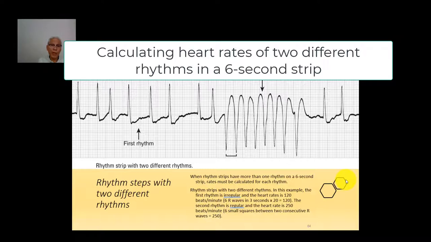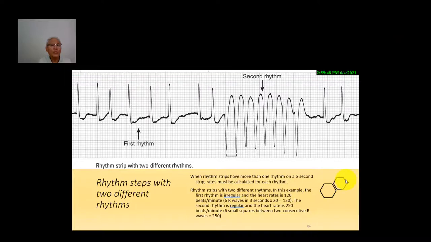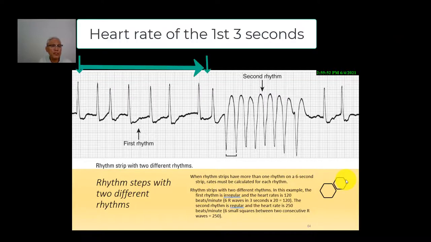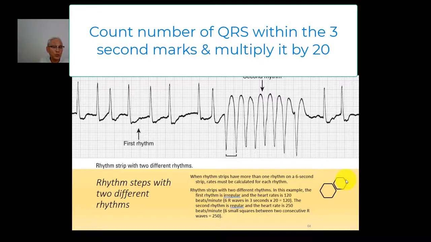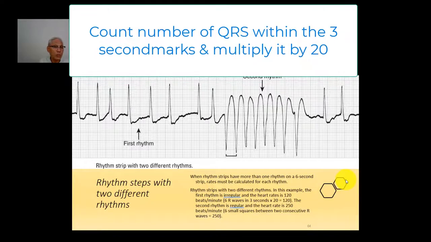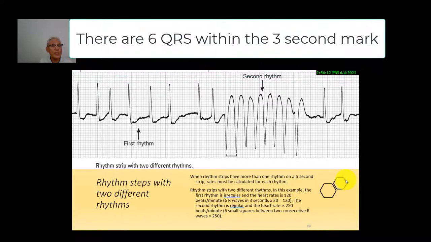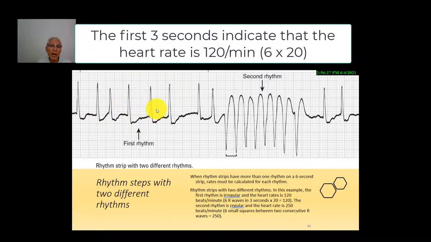So what do we do when we have two rhythms that are distinct in a 6-second strip, as illustrated in this example? Well, we could calculate the heart rate of the first 3 seconds, and we're going to count again the number of QRS complexes in this 3-second strip, and we will multiply it by 20 instead of 10 because we're only using 3 seconds. So in this example, we have 1, 2, 3, 4, 5, 6 times 20, so we know that this first rhythm is 120.